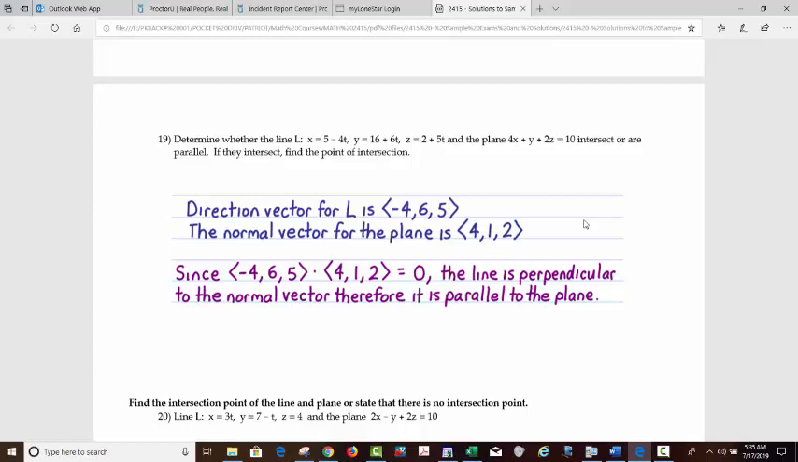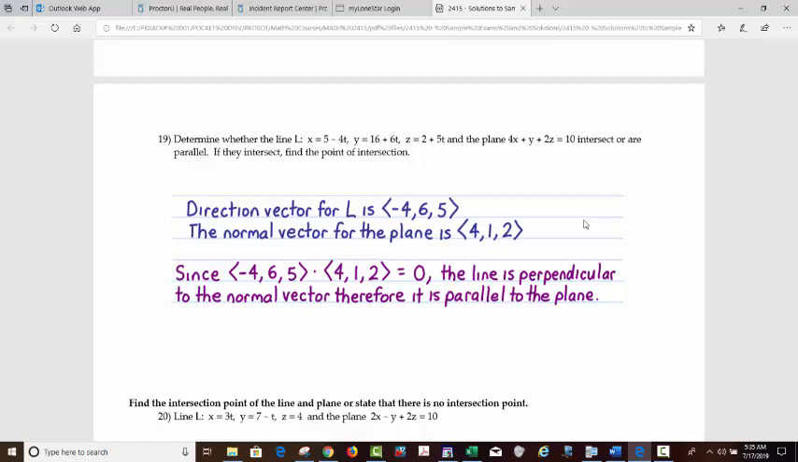Now, to determine what I'm going to do here is the dot product. Because the dot product is 0, that means the direction vector for the line and the normal vector to the plane are perpendicular to each other. Therefore, because the normal vector of the plane is already perpendicular to the plane, and the line's perpendicular to that, it's kind of like perpendicular to perpendicular creates parallel.